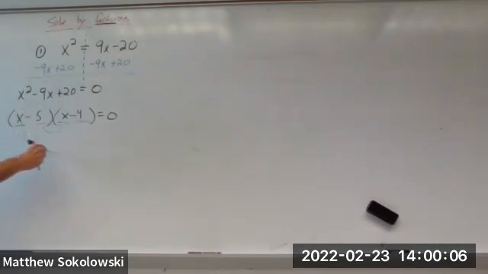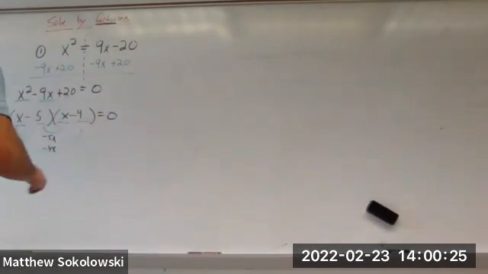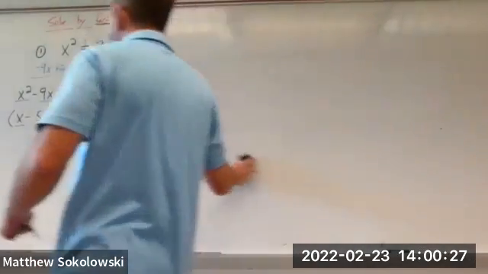Here and here need to give us this. So the reds multiply to be the red. The blues multiply to be the blue. Now we're going to check. We get a negative 5x and a negative 4x. Is that a negative 9x? Yeah. Good. Done. Well, we're not done.